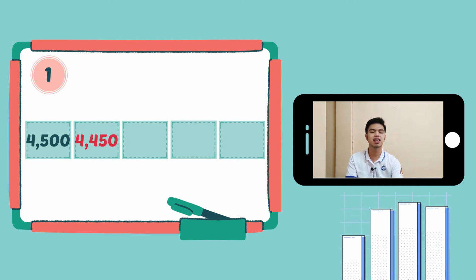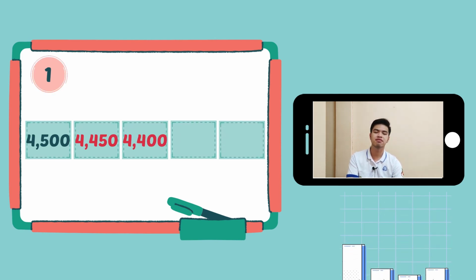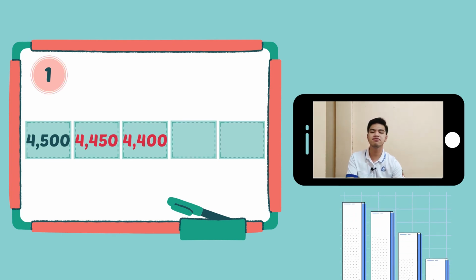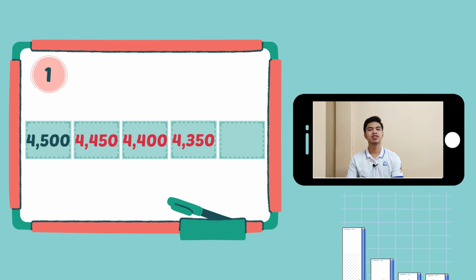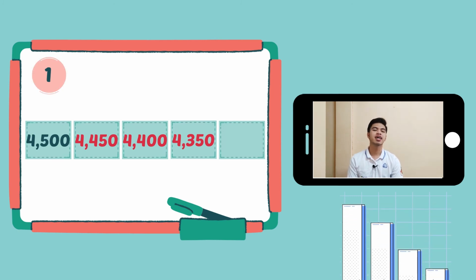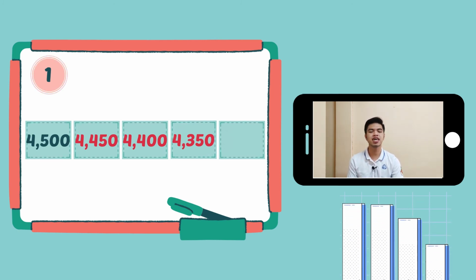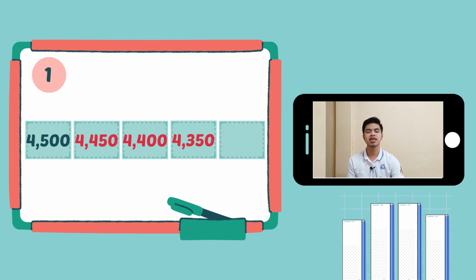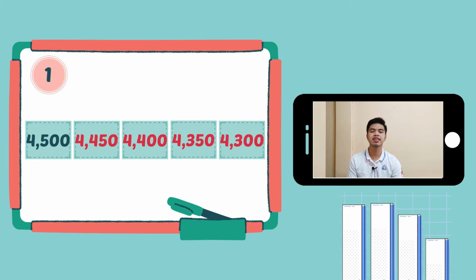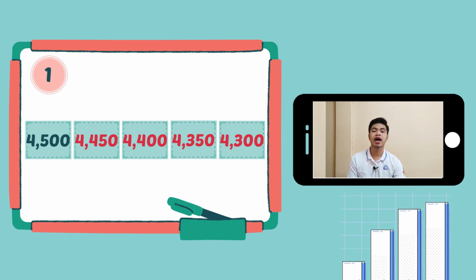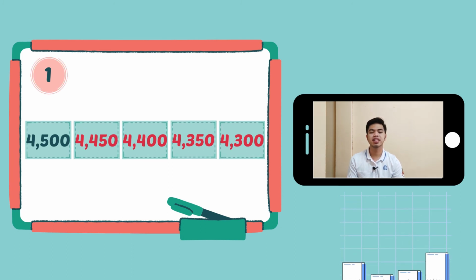And then we're going to do the same thing. 4,450 minus 50 is 4,400. Okay? And then 4,400 minus 50 is 4,350. And then 4,350 minus 50 is 4,300. So we can continue this pattern up to the number 2 item, but also we can have our own pattern into it. Okay? So Teacher Lance chose to continue the pattern.